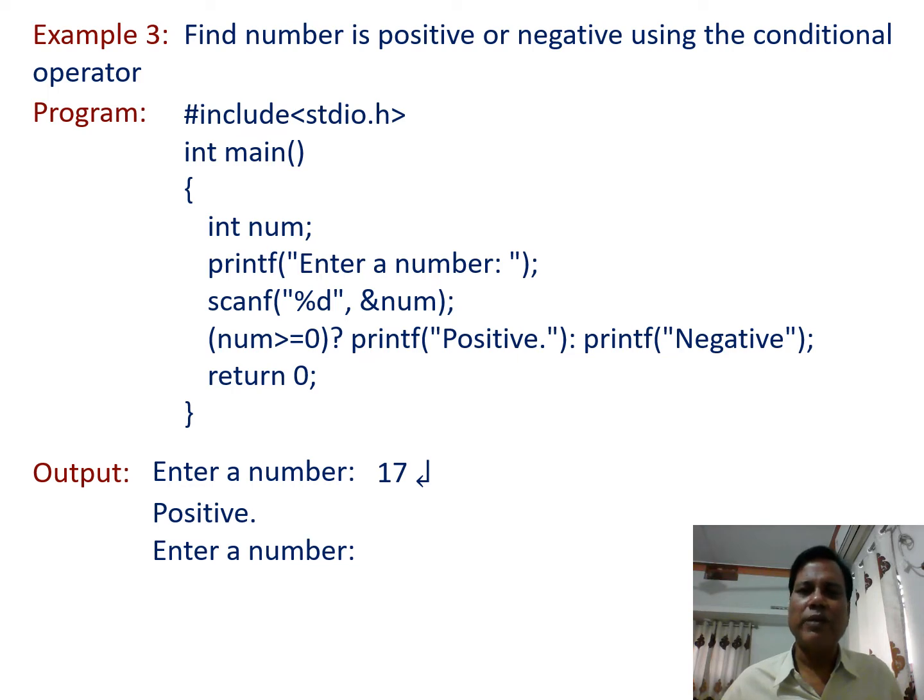Now the second time we run the program, it again prints a message on the output screen, and suppose this time we enter -17. In the conditional operator, when expression 1 is evaluated, -17 is greater than or equal to 0, the condition is false. So when the condition is false, we execute the statement after the colon, that is the false part. So printf prints "negative", and negative gets printed on the output screen.